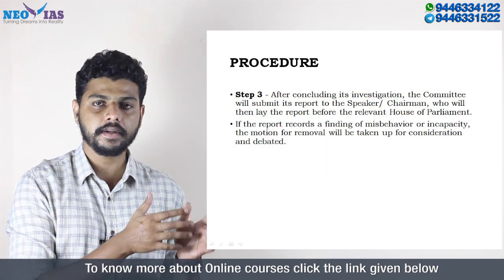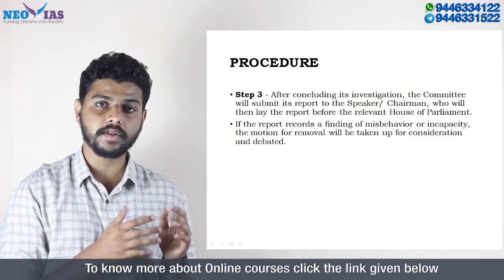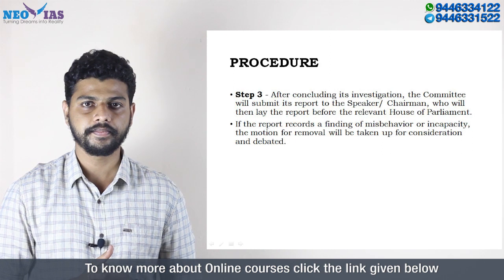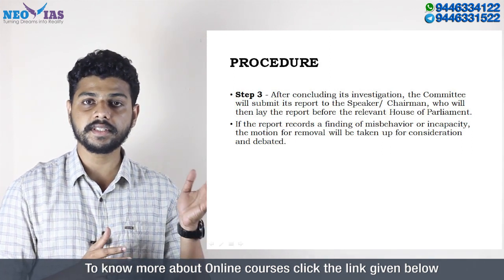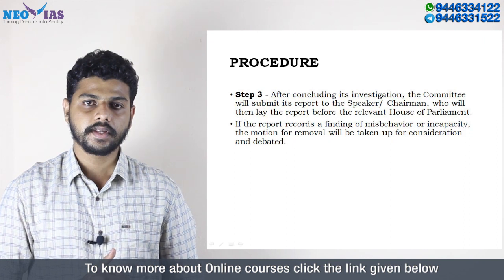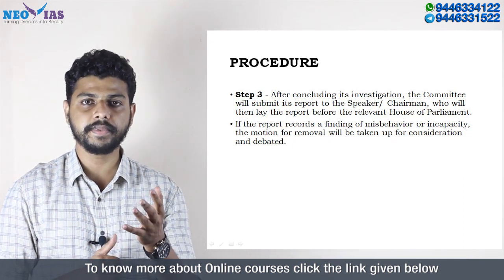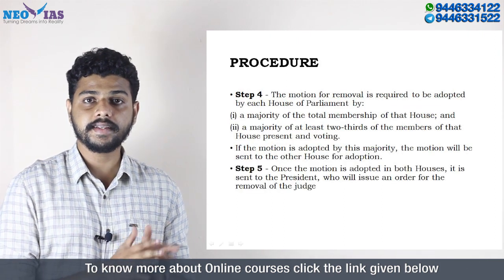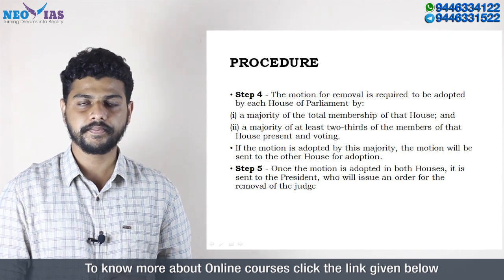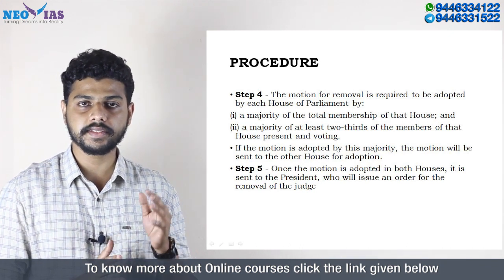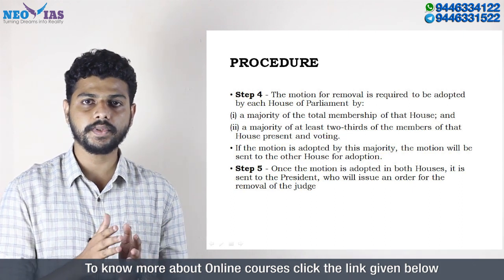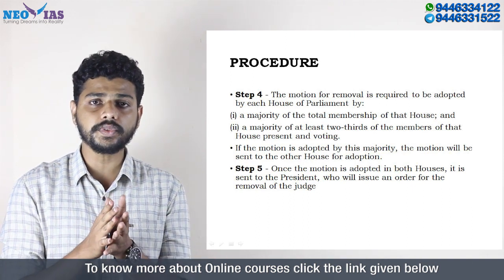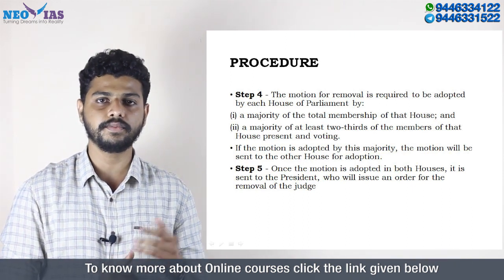After the investigation, the committee will submit its report to the Speaker or Chairman, who will lay the report before the relevant house of the Parliament. And if the report records misbehavior or incapacity, the motion for removal of the judge will be taken up for consideration and a debate will be conducted. Now the motion has to be adopted in the relevant house. And the majority needed here is of two types. First, a majority of the total membership is required. Also, a majority of at least 2/3 of the members of the house present and voting.